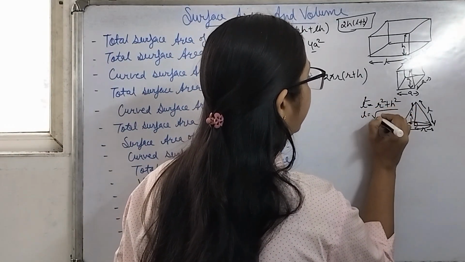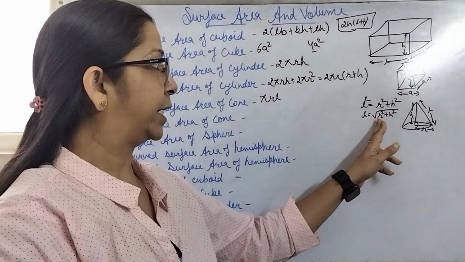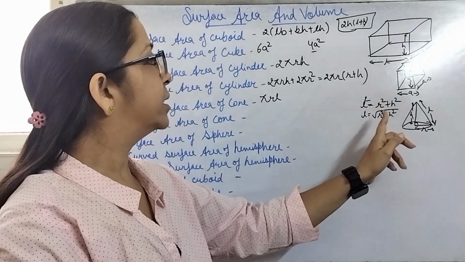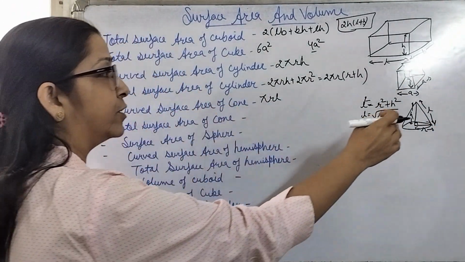So the value of L will be the square root of r square plus h square. So L will be square root of R square plus H square. This is how we can find the slant height of a cone. So this is the curved surface area.